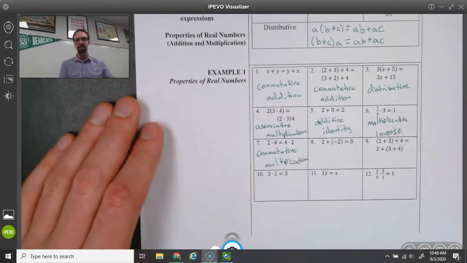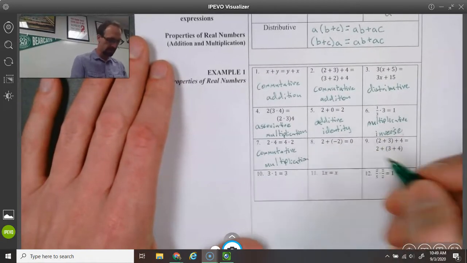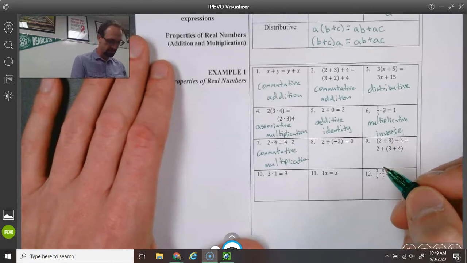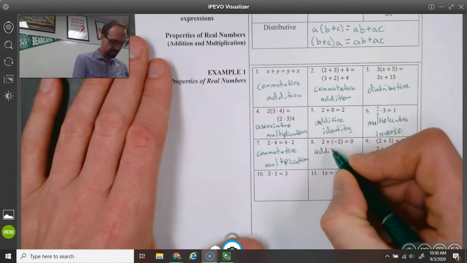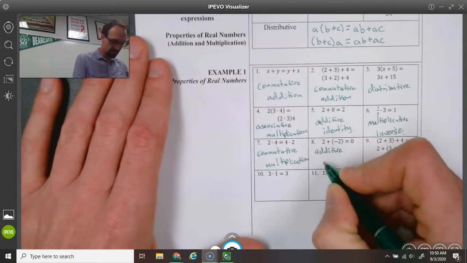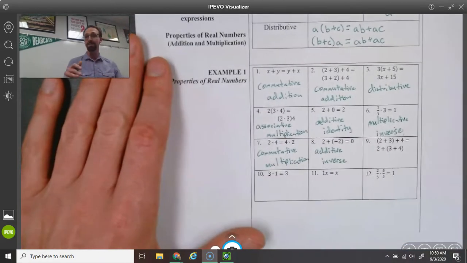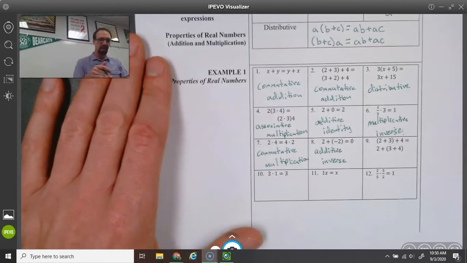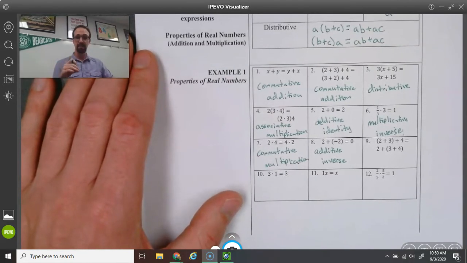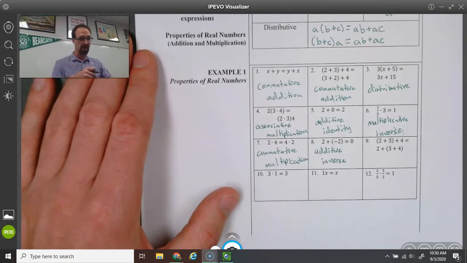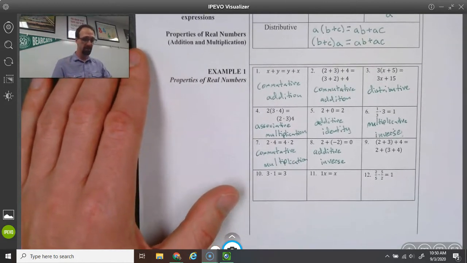And then 2 plus negative 2 equals 0, so this is the additive identity. Sorry, this is the additive inverse. Additive inverse. We obtain 0, which is the additive identity. That's where my brain was going. Got to slow it down. So 2 plus negative 2 is the inverse of 2, the additive inverse of 2. That's why we end up with 0. Remember, 0 is the additive identity. 1 is the multiplicative identity.